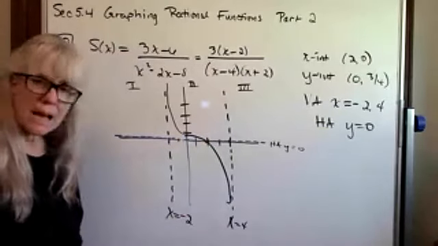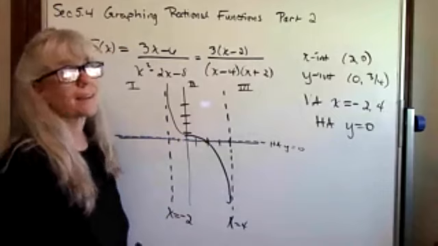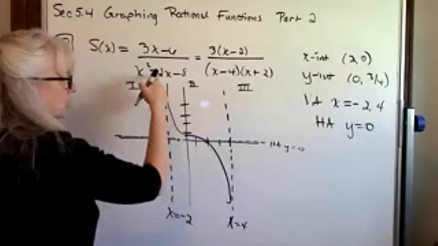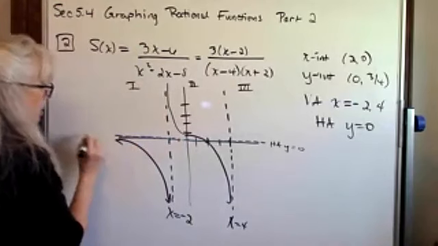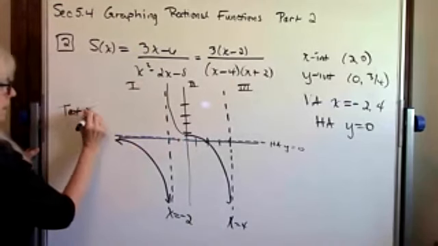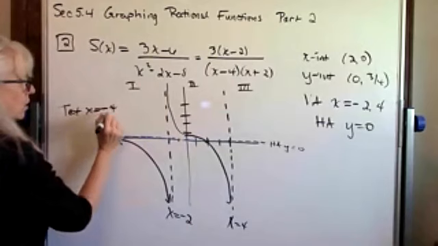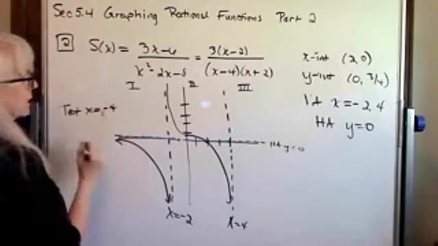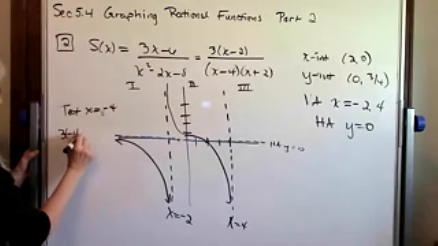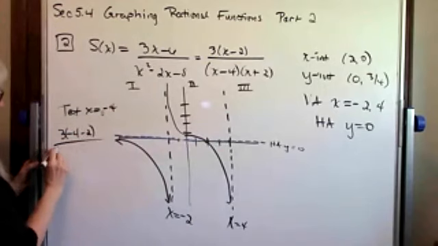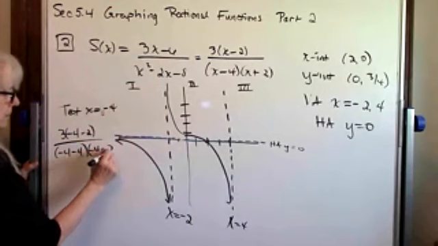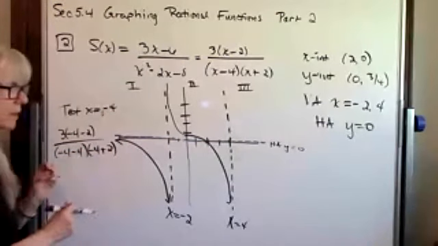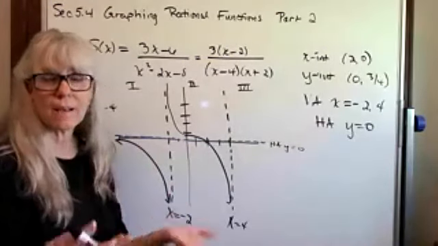Well, you can test the regions, or you can rely on the fact that if this is headed up towards positive infinity, then this would be headed down towards negative infinity. And again, you can test something like x equal what? -4, which is in this region. If I plug in a -4, I have 3 times -4 minus 2 all over -4 minus 4 over -4 plus 2. And I really don't care about the number itself. I'm really after the sign.